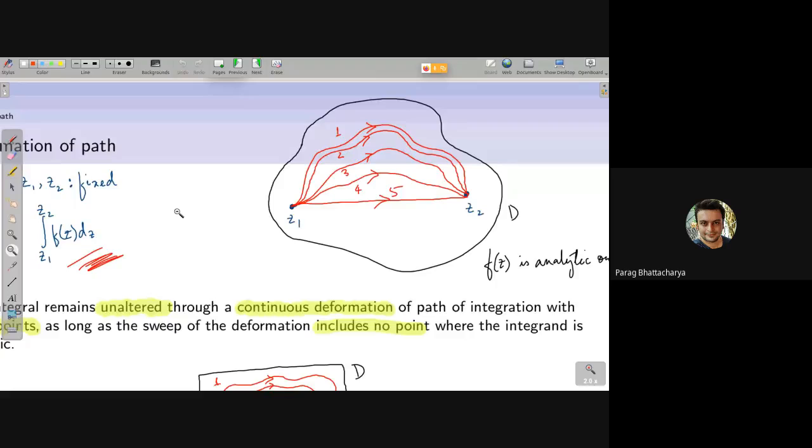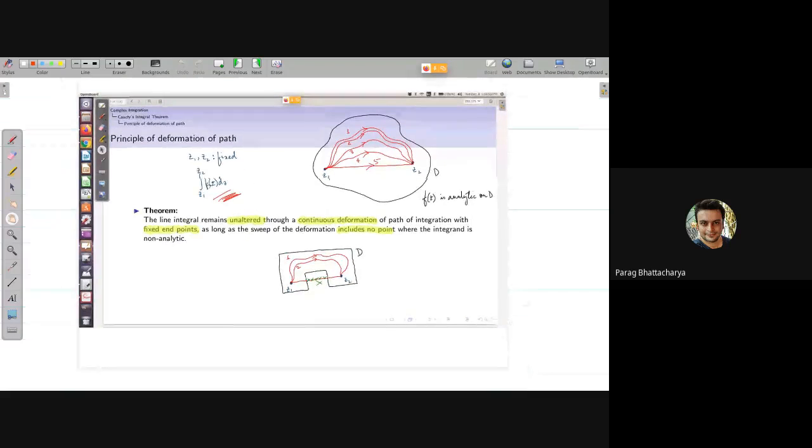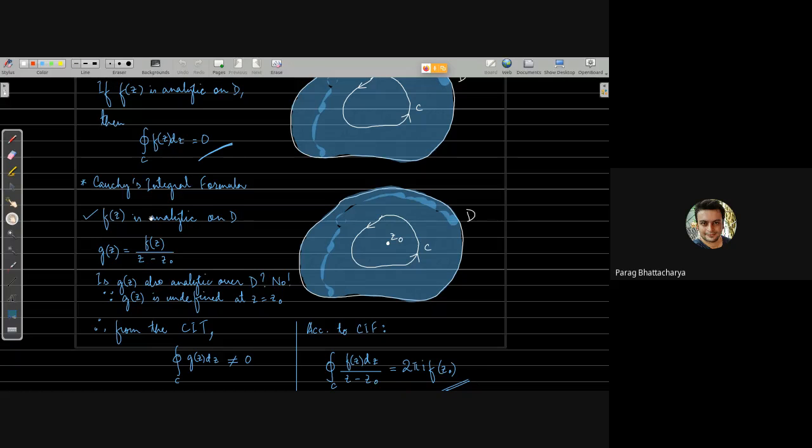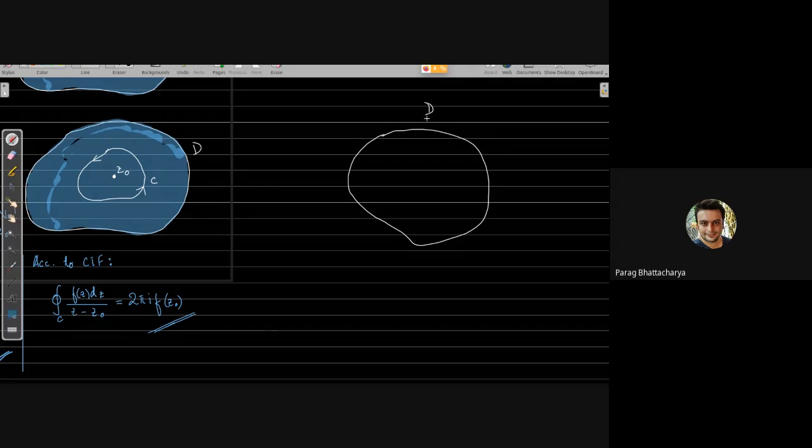So what does this actually say? It says that if you can deform the path, because I'm allowed to deform the path here. So let's say I take some domain D, and I have some path, which I call C. I can always deform this path, because the only discontinuity is at z0. So gradually, I could change this path.